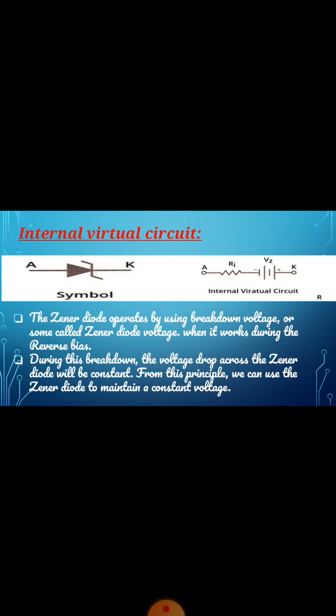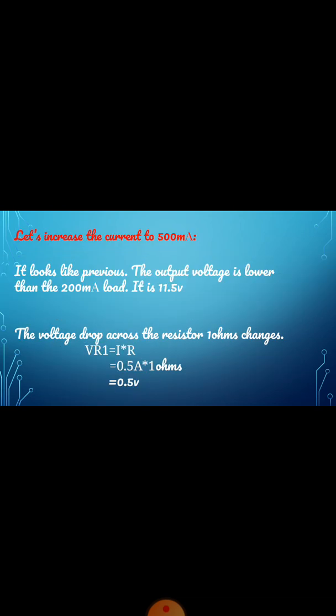Internal circuit. This is the circuit of a Zener diode, right? The Zener diode operates by using a breakdown voltage, sometimes called the Zener voltage, when it works during reverse bias. During this breakdown, the voltage drop across the Zener diode will be constant. From this principle, we can use the Zener diode to maintain a constant voltage.